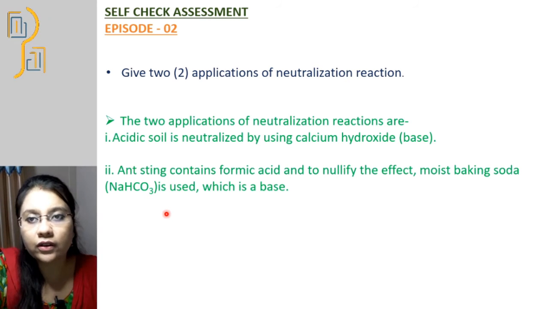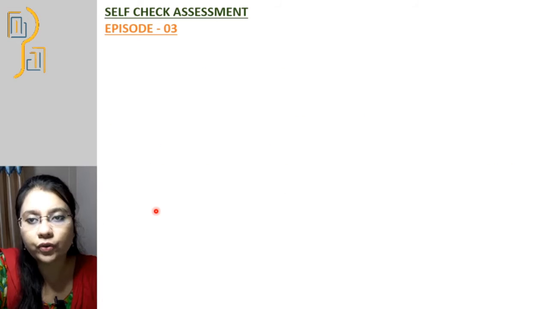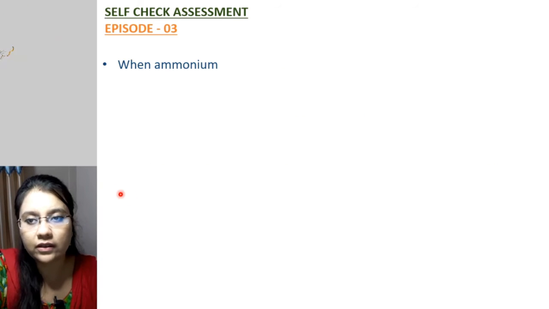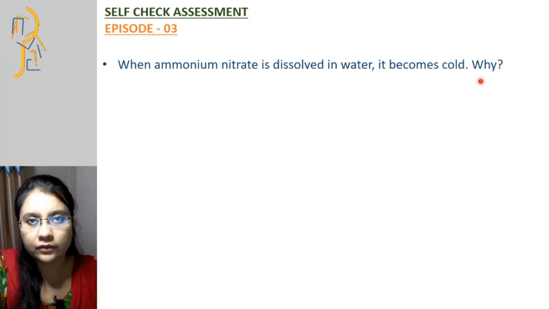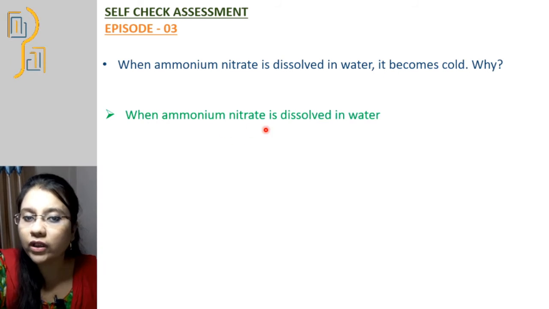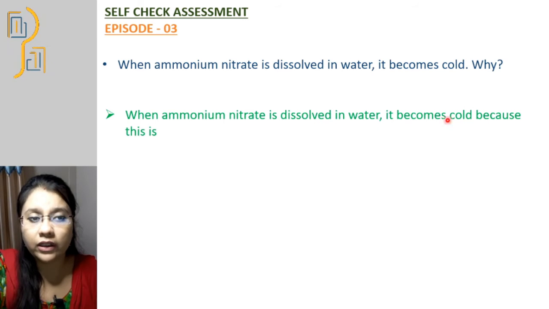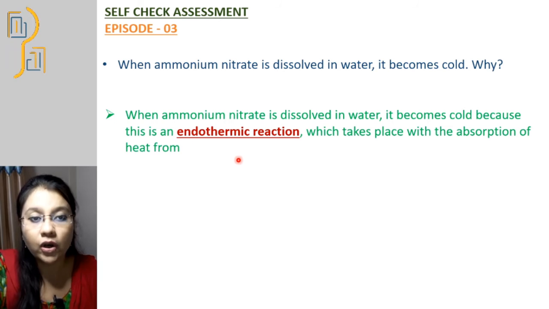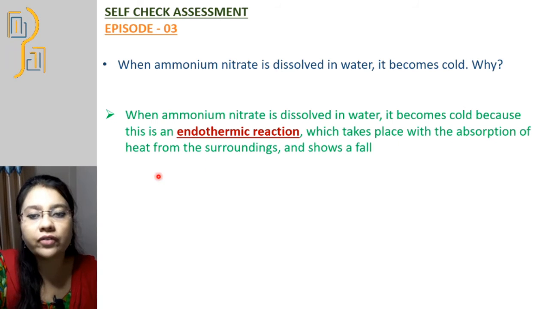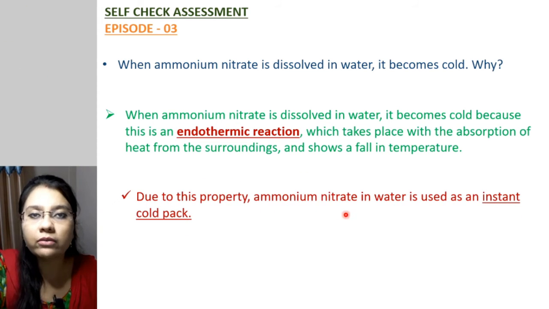Let's proceed to the self-check assessment of episode 3. The first question is, when ammonium nitrate is dissolved in water, it becomes cold. Why? When ammonium nitrate is dissolved in water, it becomes cold because this is an endothermic reaction, which takes place with the absorption of heat from the surroundings and shows a fall in the temperature. And due to this property, ammonium nitrate in water is used as an instant cold pack.